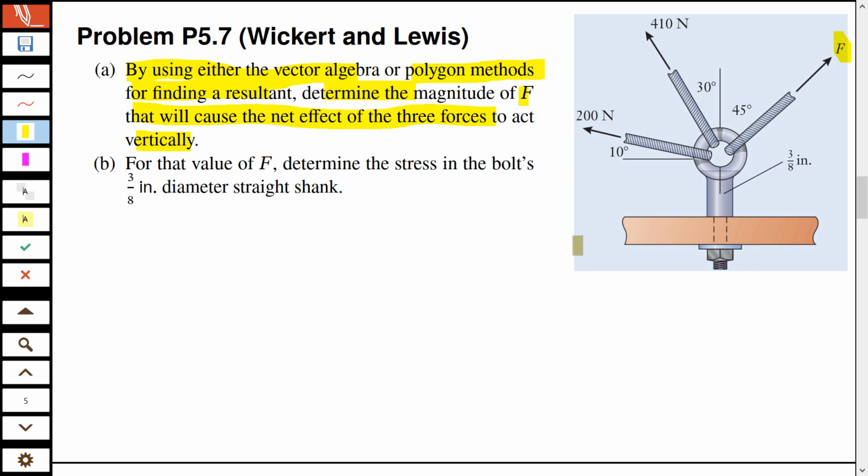To act vertically, what does it mean? Tell me, what must be zero here? Read this and tell me. The resultant of all these three forces must be... Sorry? The x component must be zero. So which means that sigma Fx must be zero. So just list all the components. It will be F times cosine of what? Tell me.